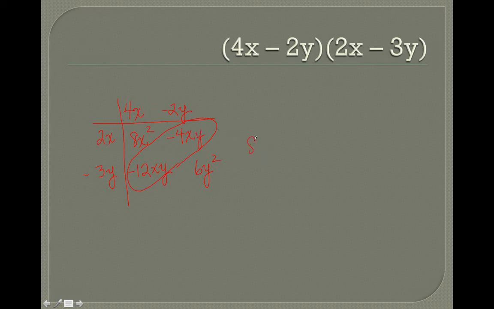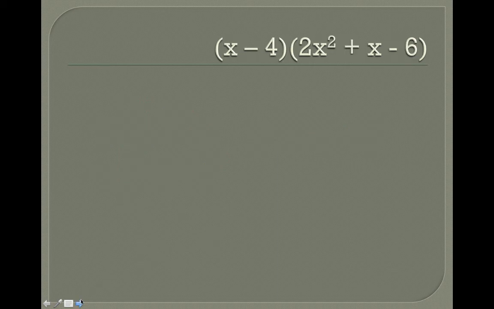So I've got an 8x squared, I've got -4 and -12, or -16xy, and a 6y squared. So where the box method's really going to help us out is when we are multiplying with something larger than a binomial. Here I've got a trinomial, and this is going to be much more helpful. I'm going to put my binomial along the side, x and -4, and then I'm going to put my trinomial up along the top, 2x squared plus x minus 6.